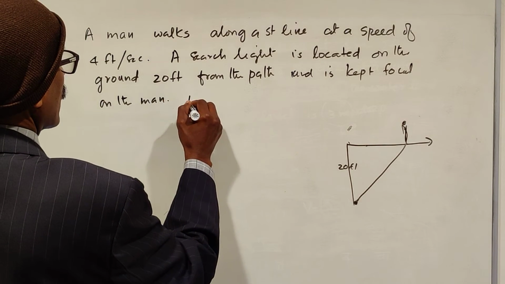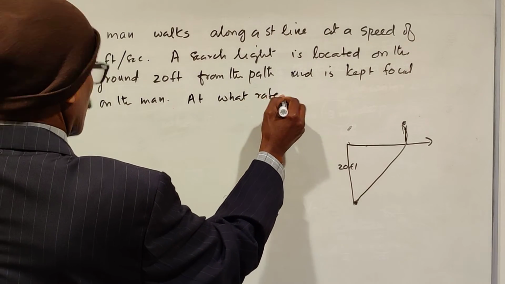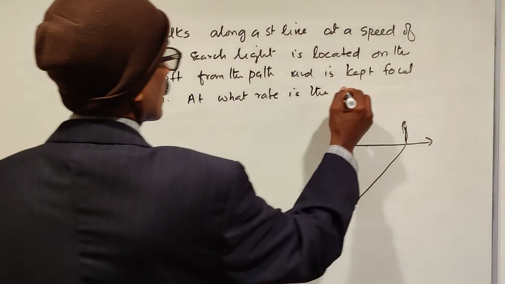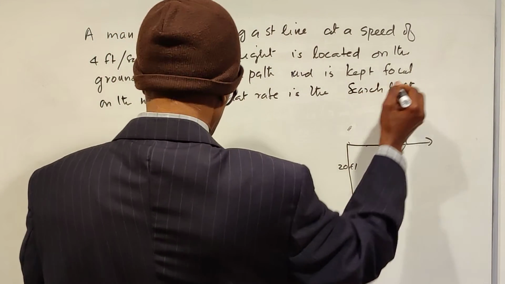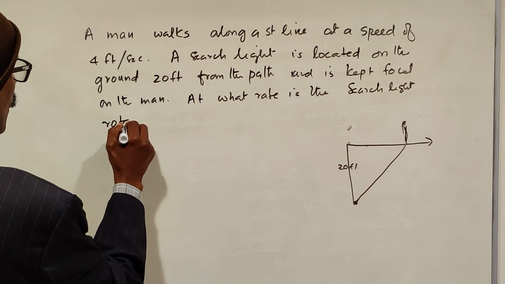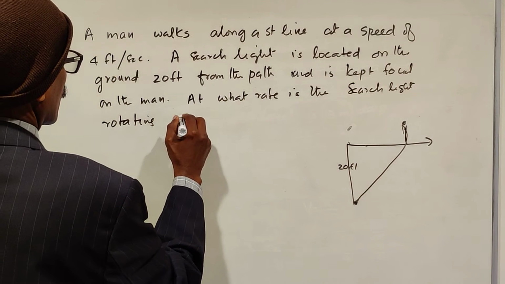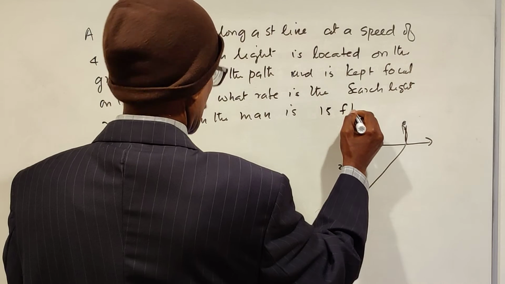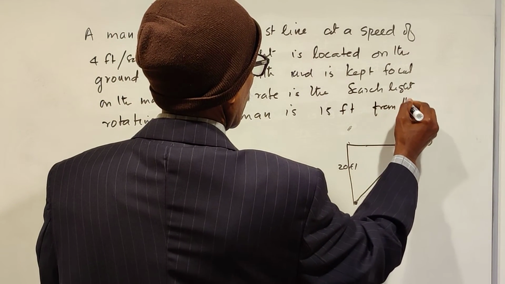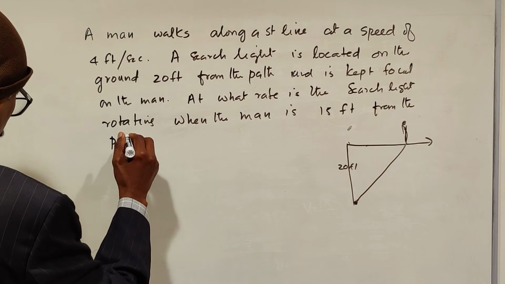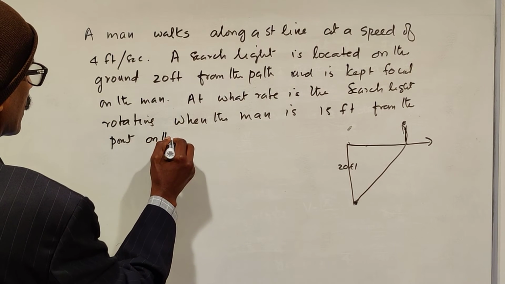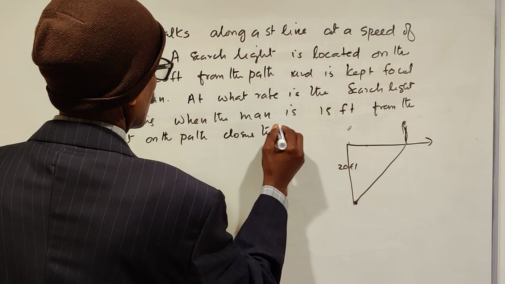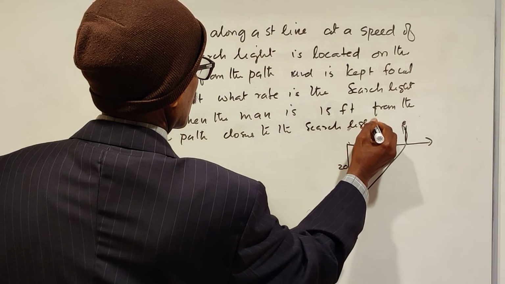At what rate is the searchlight rotating when the man is 15 feet from the point on the path closest to the searchlight? Okay, that is the question.